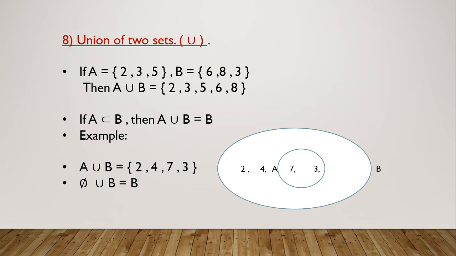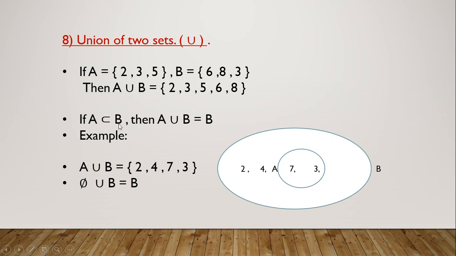Number 8, union of two sets. Union is the symbol of union. Union of two sets means all the elements in both of the two sets, A and B. If A equals {2, 3, 5}, B equals {6, 8, 3}, then A union B is all the elements in A and in B. So 2, 3, 5, 6, and 8, don't repeat 3 again.